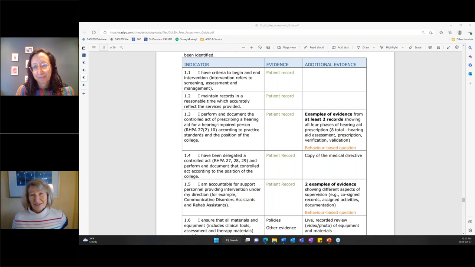The other indicator that requires 2 pieces of evidence, and this is to any of you who are accountable for support personnel. So this is 1.5, when you're accountable for support personnel providing intervention under your direction. So for this, you could do 1 piece of evidence, maybe in a patient record, where you co-sign your CDA's signature when they have done some clinical activities, assigned activities. The additional piece of evidence could be some other way that you show evidence that you've supervised the CDAs. So it might be patient consent for CDA activities. That could be one option. It could be what kind of CDA participation is involved in the service delivery.